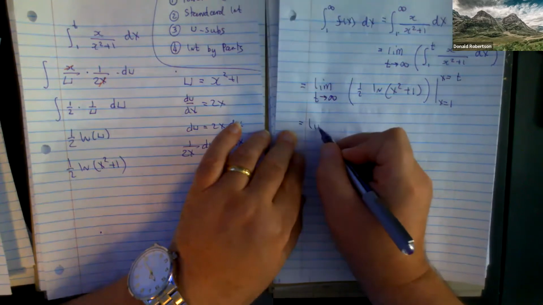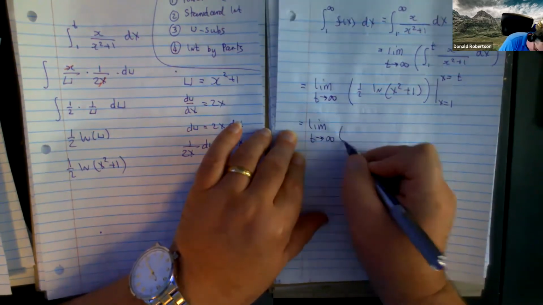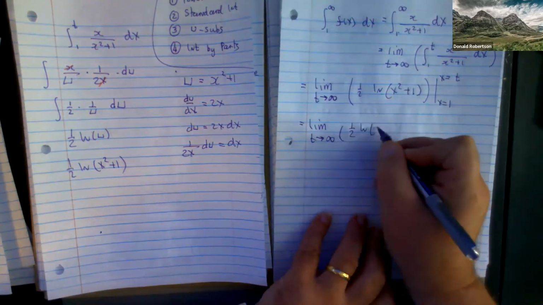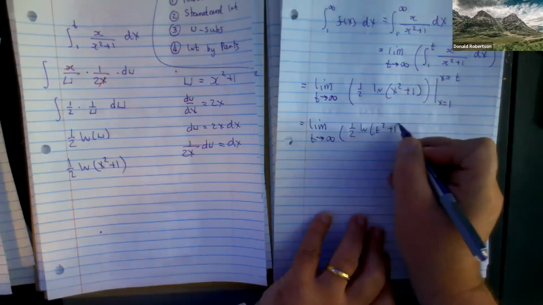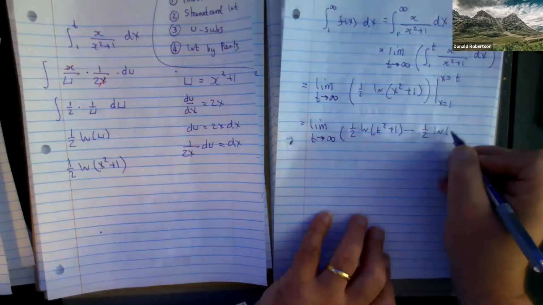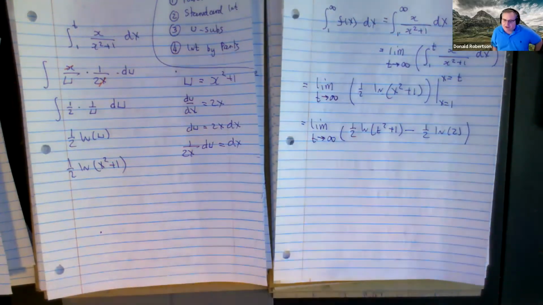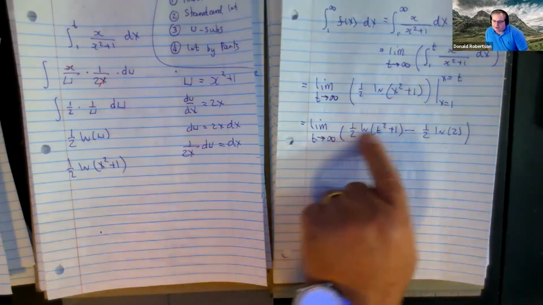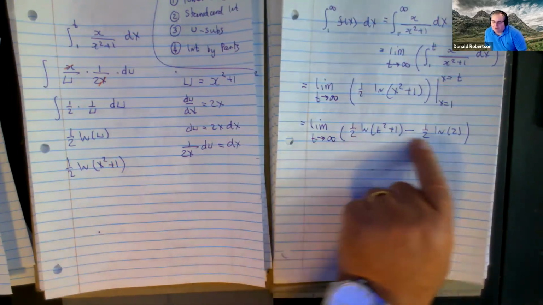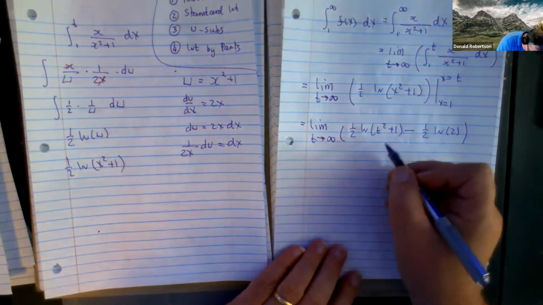So it's going to be the limit as t tends to infinity. If you plug in t, you get 1/2 the natural log of t squared plus 1. Take away 1/2 the natural log of 2. So we've finished integration and it ends up being this mess. Now we're going to find out what happens to this when t goes infinite. And I'm just going to do brute force.